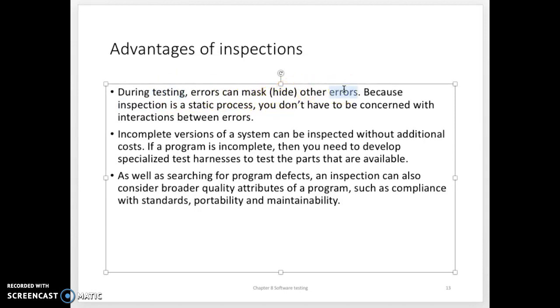So if an error shows up, it doesn't mean that it's one error. It might be more than one error. So how could we confirm that we have only one error? Through inspection. An incomplete version of a system can be inspected without additional cost, as it does not require a testing team. Inspection can also consider broader quality attributes of the program, such as compliance with standards, portability, and maintainability, again because it can apply to all system representations.